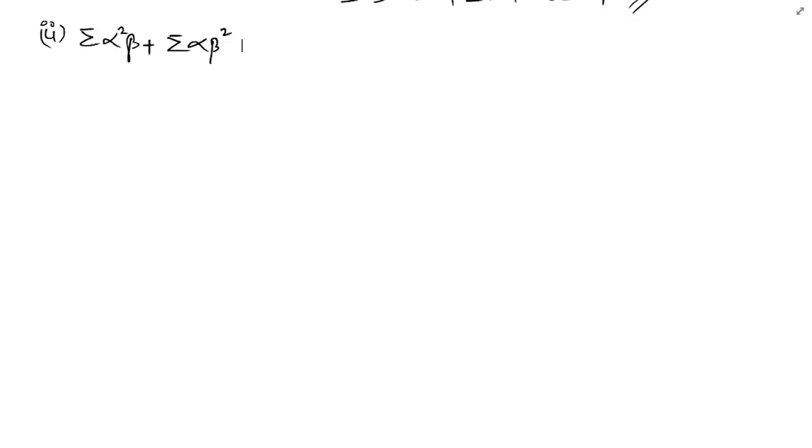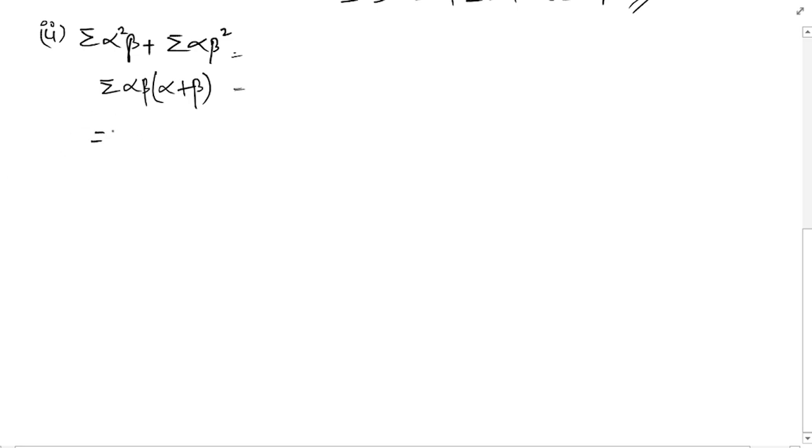So now we'll move on to the second bit, that is the summation of alpha square beta plus the summation of alpha beta square. So actually in our textbook the question is given as summation of alpha beta into alpha plus beta. So it may be asked in either of these two ways. Okay, so don't get confused. So now we can write this as, if the question is given in this way, just write it in this form so that it will be easy for you to proceed further.